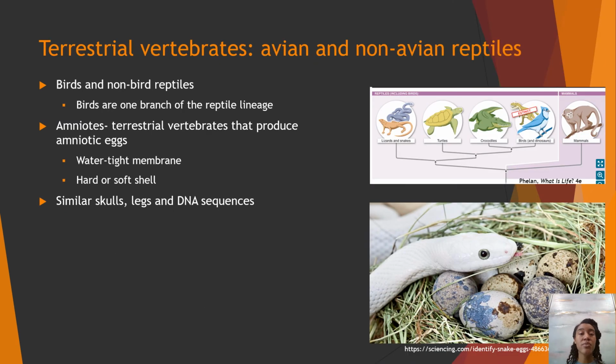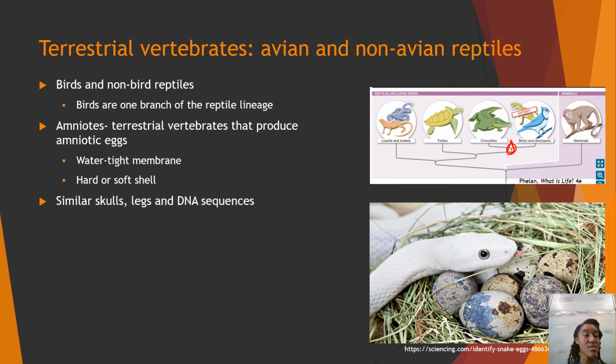The next major group of terrestrial vertebrates are the avian and non-avian reptiles. And avian and non-avian just means bird and non-bird. Birds are considered reptiles, so they're grouped together with reptiles because birds are actually descended from dinosaurs. And so their closest extant relatives are crocodiles and alligators. That's because crocodiles and alligators are the closest thing to dinosaurs that we have living today, besides birds. So you can see their shared common ancestor is here.